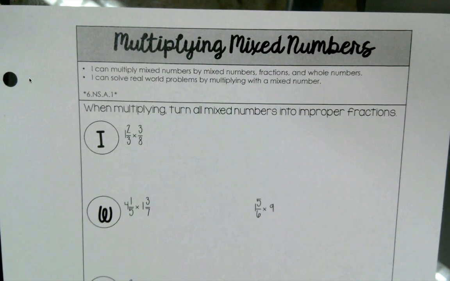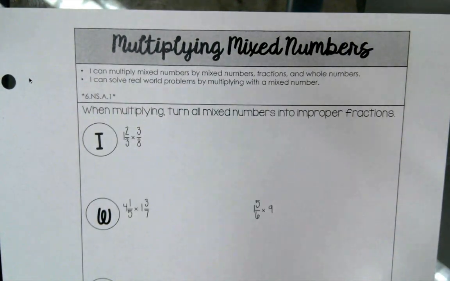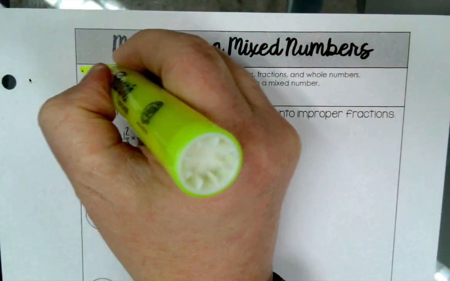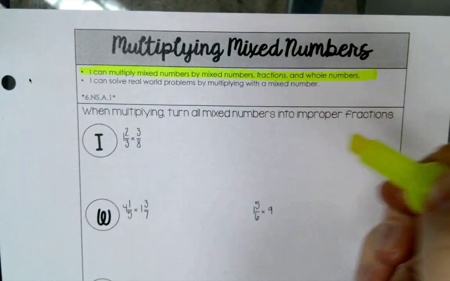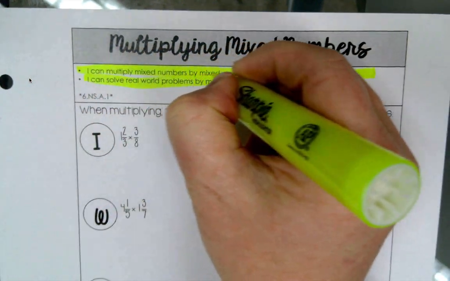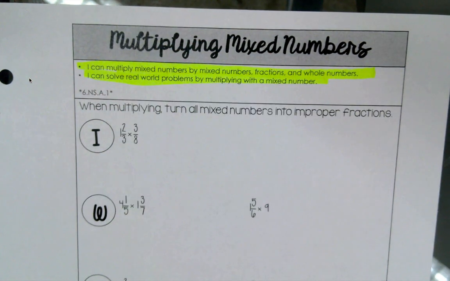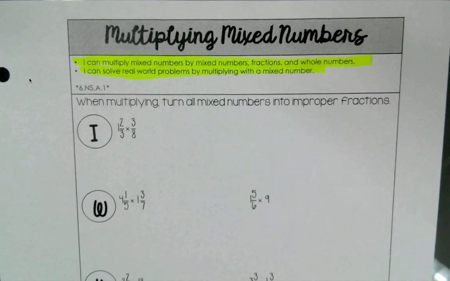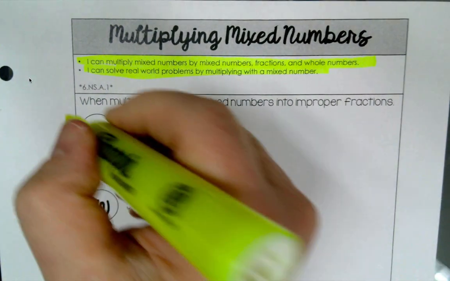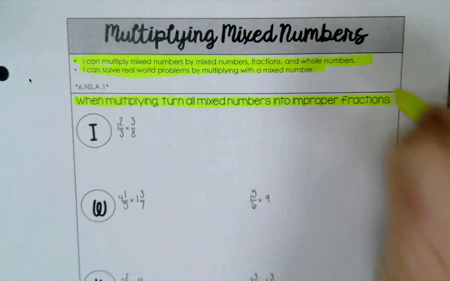So what I want you to do with your yellow highlighter or your pink or your blue or your green, whatever you decided, highlight that I can multiply mixed numbers by mixed numbers, fractions, and whole numbers, and then I can solve real-world problems by multiplying with a mixed number, okay? So the first step we have to do is, when multiplying, turn all mixed numbers into improper fractions, okay?